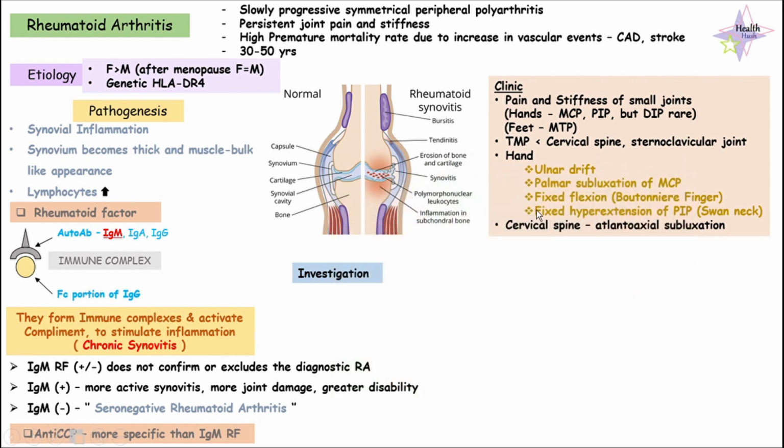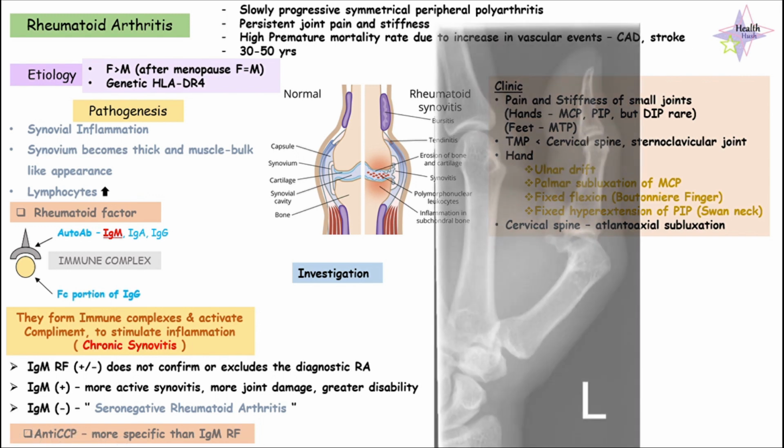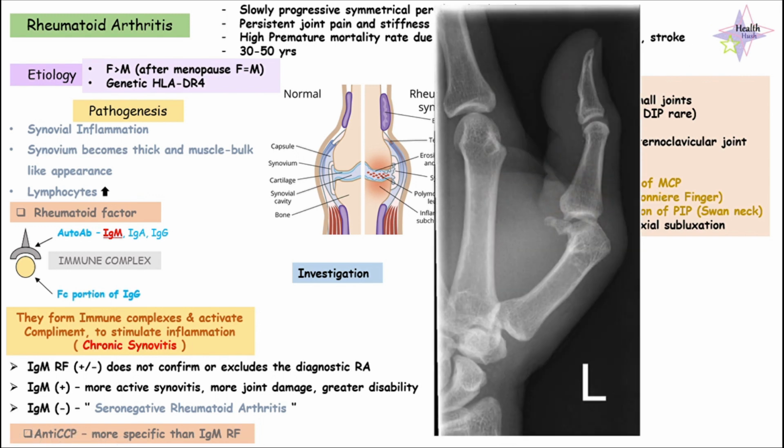And then our next feature is palmar subluxation of metacarpophalangeal joints. So in this X-ray we can see that there is a subluxation of the metacarpophalangeal joint. Subluxation means that the joints are not in place and are only partially in touch with each other. It's not at the right place.